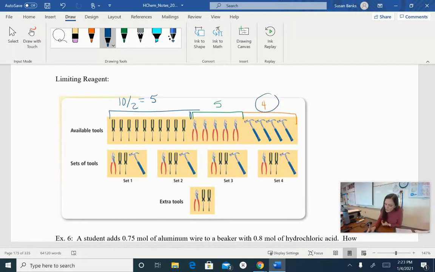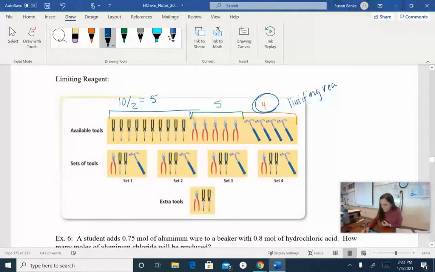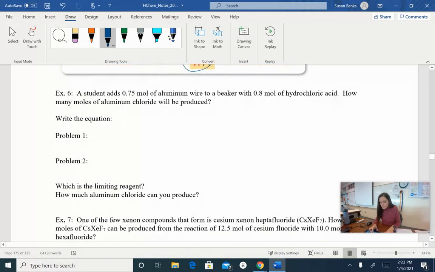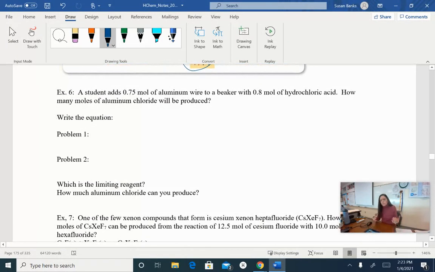So what I'm going to run out of first is my hammers. My hammers are my limiting reagent, because they're the thing that stops me from making that 5th kit. I will have extra pliers and screwdrivers left. This is basically just stoichiometry, where we play out the math with both reagents and see which one makes us the fewer amount of things.